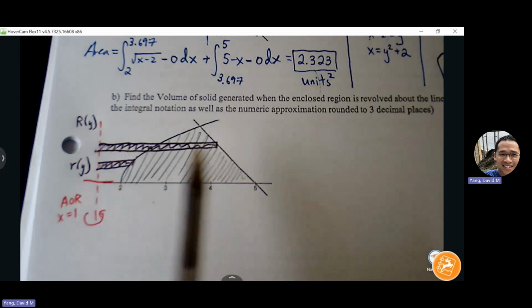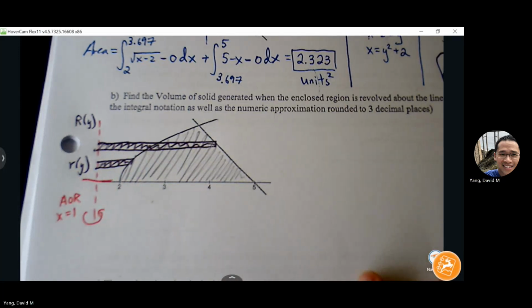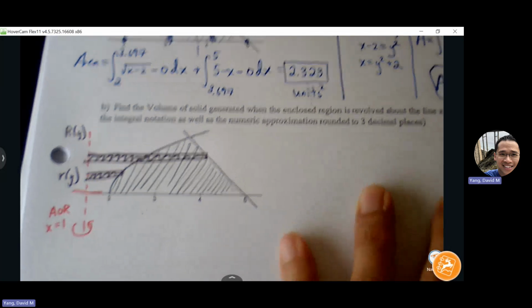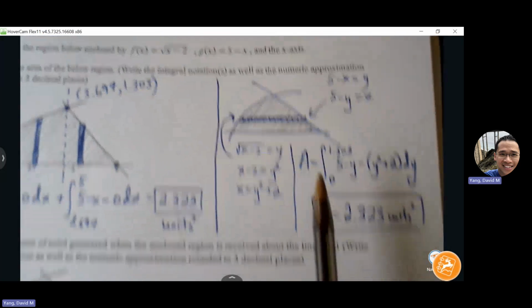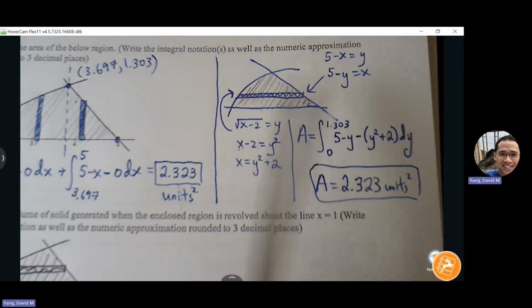Okay, so anytime we see a horizontal radius, we gotta do what? Yeah, we gotta rewrite our equation. But the nice thing is, we did the area using right minus left, so we can reuse all the information that we've already gathered here.